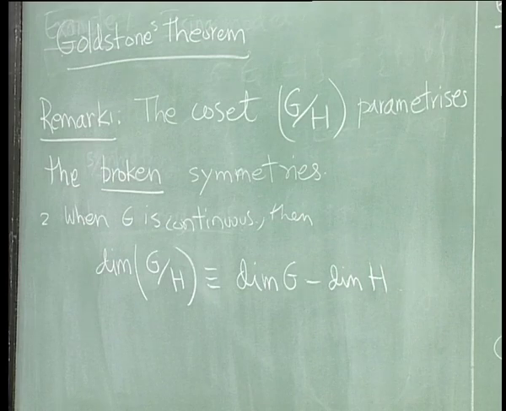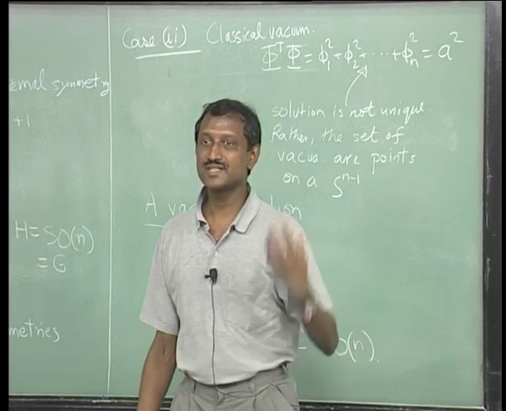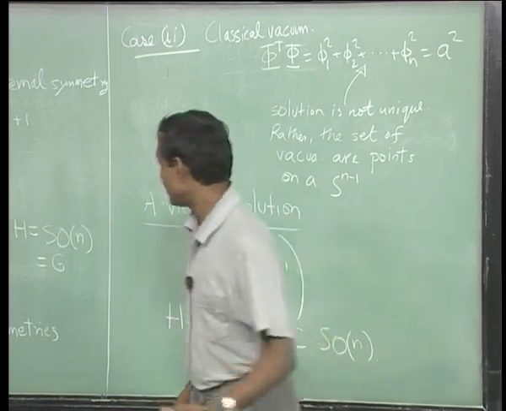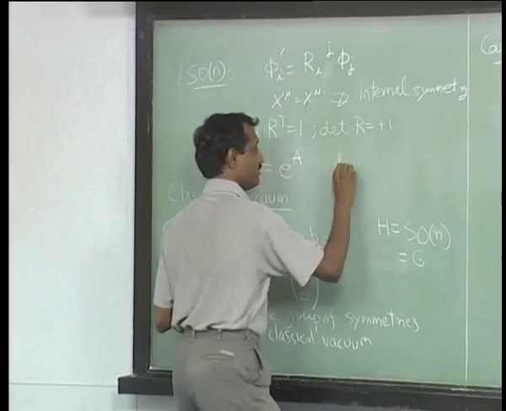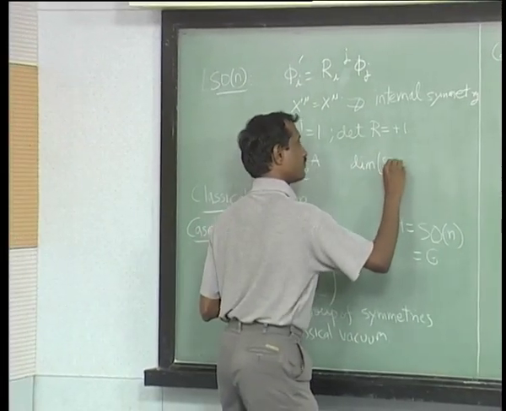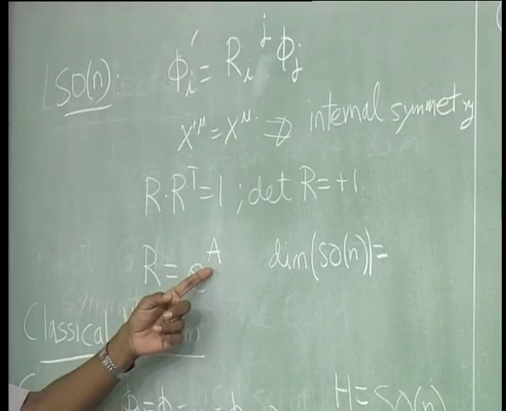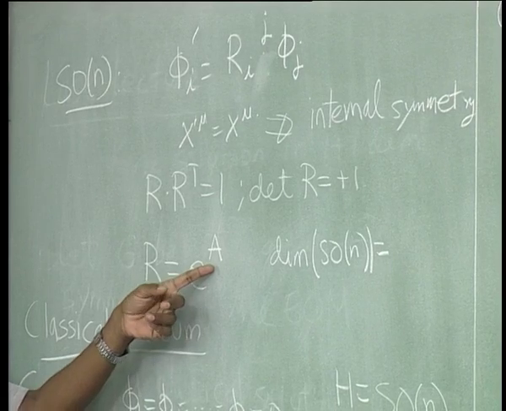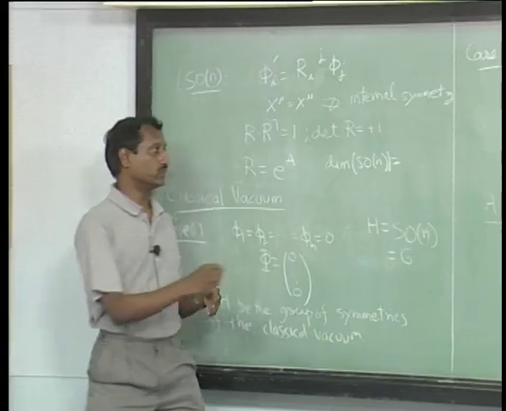I need to explain some things here. When you have a continuous group, dimension cannot be the number of elements in that set because it is infinite. So, this is just the number of parameters. Coming back to our example, the dimension of SO(n) will be the number of independent antisymmetric n by n matrices. So, that is n(n-1)/2.